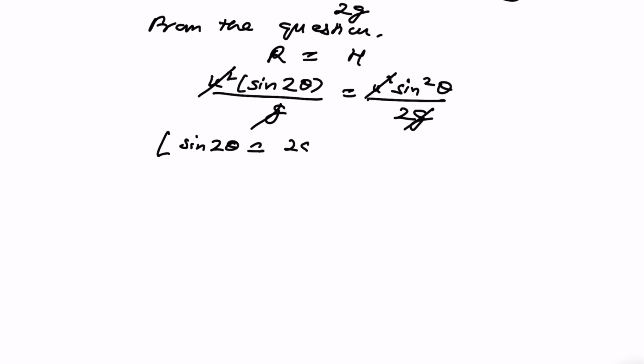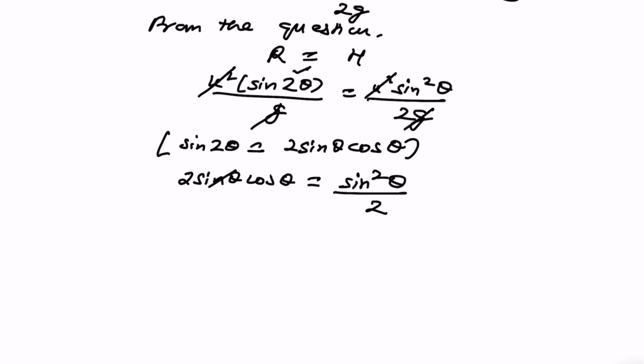Sine 2 theta is how much? 2 sine theta cos theta. So instead of sine 2 theta, I can write 2 sine theta cos theta. And here I am having sine square theta divided by 2. So 1 sine theta will cancel. 2 will go to the numerator, that will become 4 cos theta is equal to sine theta.